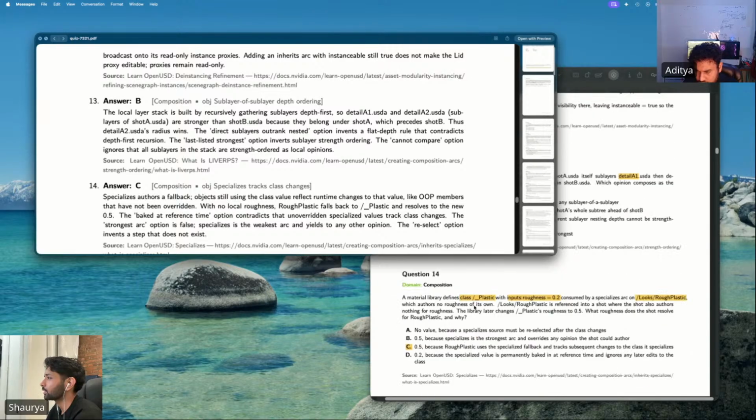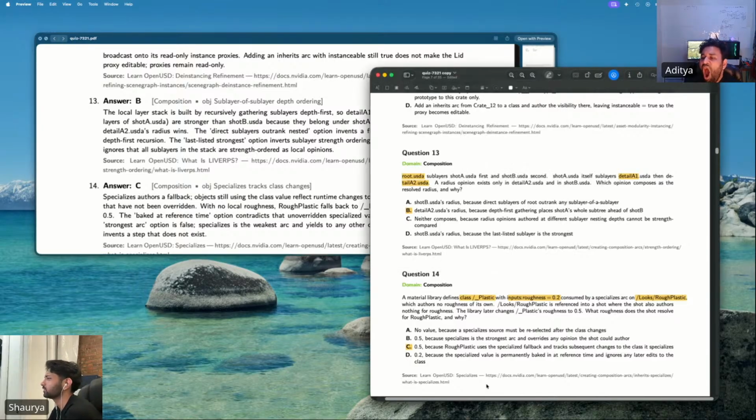So 14th is correct again. It's 0.5 because roughness uses the specialized fallback track, and subsequent changes in the class. Okay, so I think this question was a fluke.